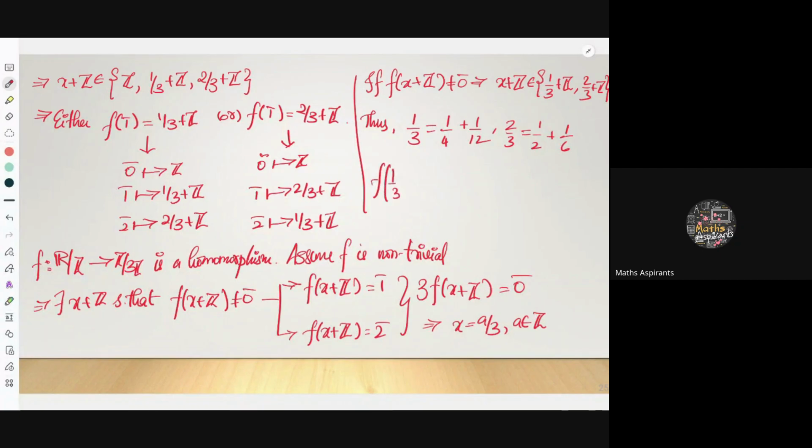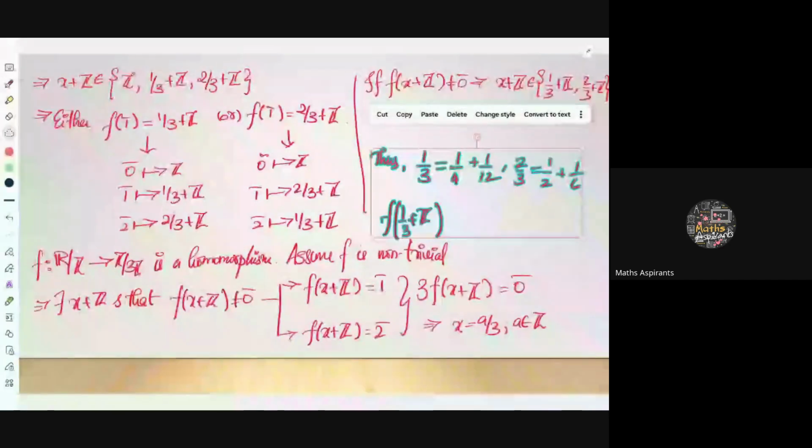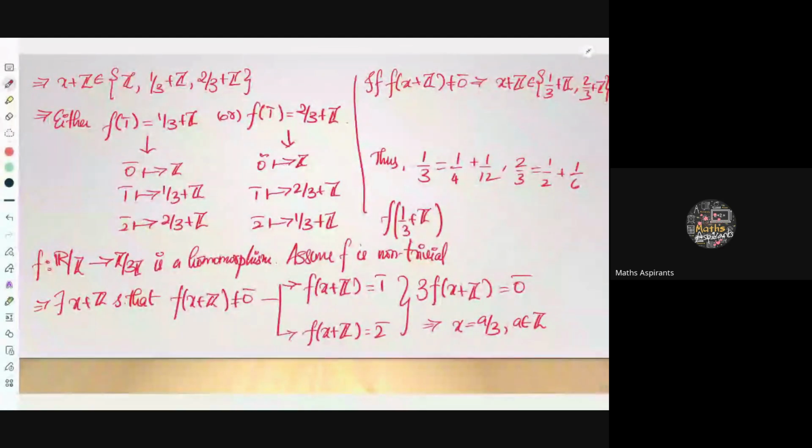f of 1 by 3 plus Z. So we know f is a homomorphism, and if f of x plus Z is non-zero, then these are the only two possibilities. Right. This gives us, if x plus Z is not any of these two, this implies f of x plus Z is 0. Right?